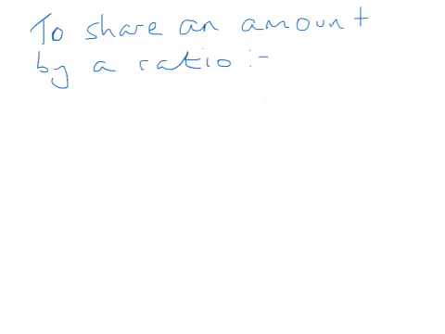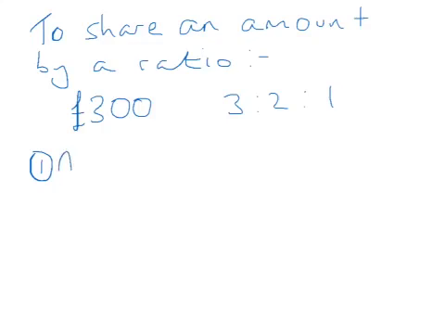The second part of what you're asked to do is to share an amount by a ratio. So if you had an amount of £300 and you had to share that out in a ratio of 3 to 2 to 1, how do you do it? First thing we need to do is add the ratios. So if you add 3 plus 2 plus 1, not too difficult, you get 6.